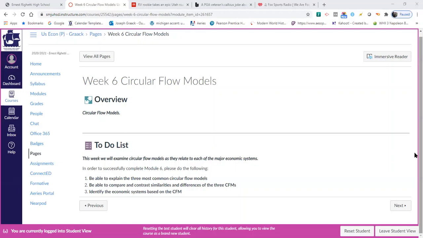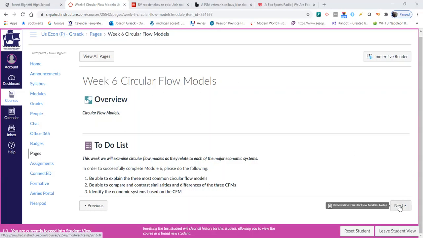You want to be able to compare and contrast the similarities and differences between those three circular flow models and then identify economic systems based on the circular flow model. And it's very, very easy. It all comes down to how much government intervention there is, right? And that goes back to the continuum, right? If we talk about Iran and Cuba and North Korea and China, there's a lot of central planning or government intervention there. And so that circular flow model is going to have more interaction than a market economy would, which just has businesses and individuals. All right, so that's what we'll look at this week.